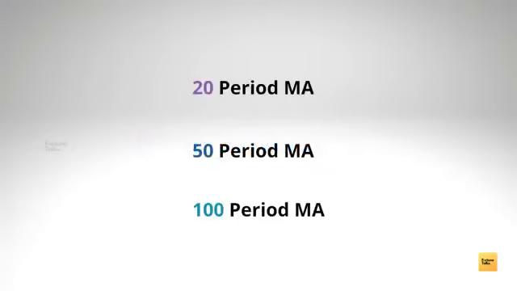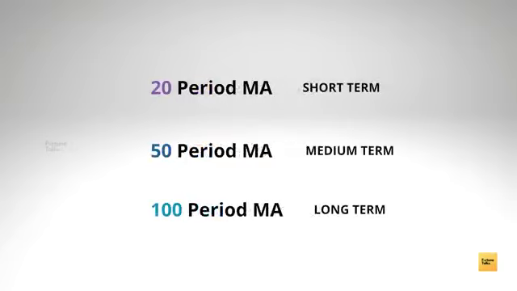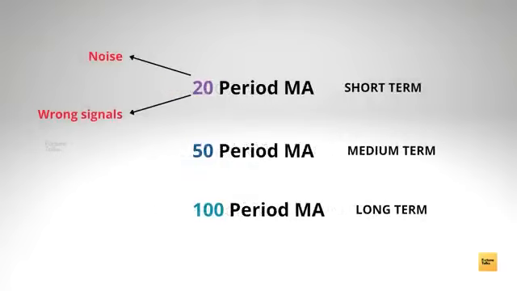You could use a 20 period, a 50 period or even a 100 period moving averages. It does not really matter, and it comes down to whether you are a short-term trader or a long-term trader. Now, short-term traders generally use shorter moving averages to get the trade signals quicker. And of course, shorter moving averages are more vulnerable to a lot of noise and wrong signals.